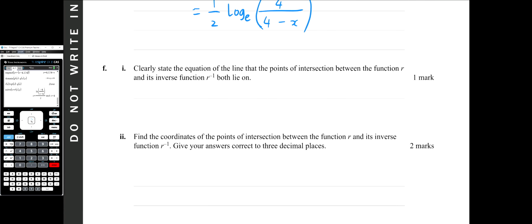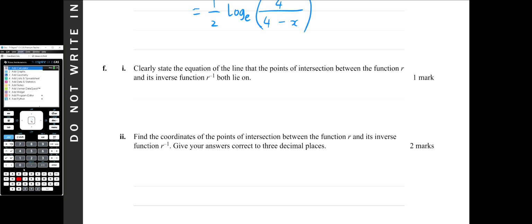Alright, so part F, part 1. Clearly state the equation of the line that the points of intersection between the function r and its inverse both lie on. Okay, so just to double check that, now normally the answer would be y equals x, because that's normally where the inverse and an original will intersect. It's always good to double check this information though.